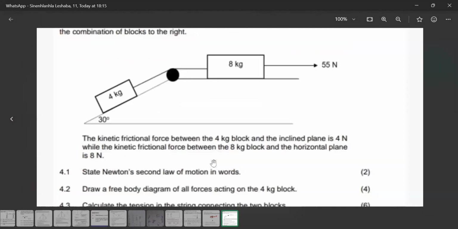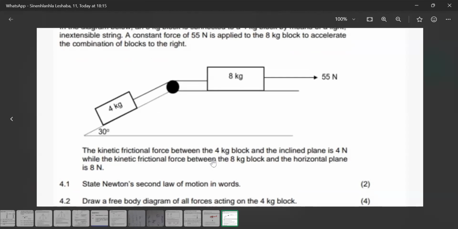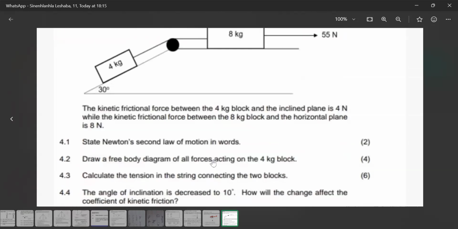And furthermore, they say the kinetic frictional force between the 4 kg block and the inclined plane is 4 newtons, while the kinetic frictional force between the 8 kg block and the horizontal plane is 8 newtons. Then the first question is asking us to state Newton's second law in words. Well, we are not going to do that, of course.